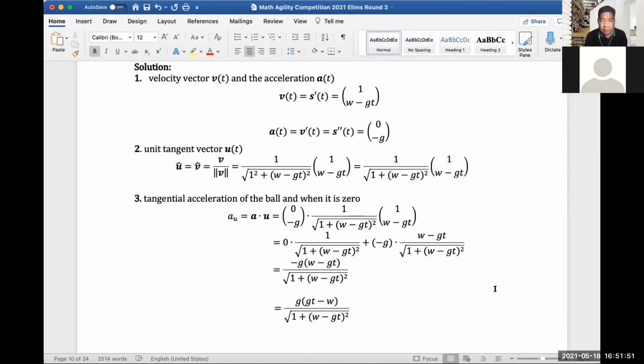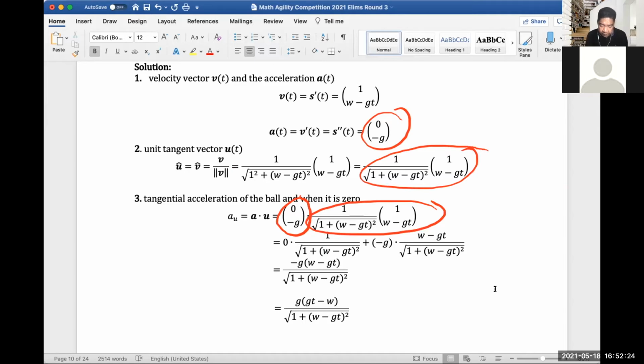Now let's solve for question number 3. The tangential acceleration of the ball and when it is 0. To be able to get a sub u, that's vector a dotted with vector u. We already know that our acceleration is 0, negative g, so that's what we input here. And our u is this value here, so we multiply it here.